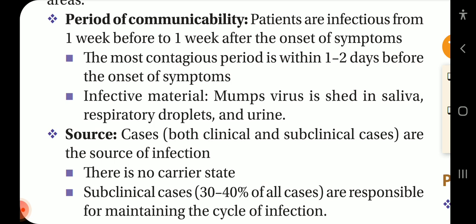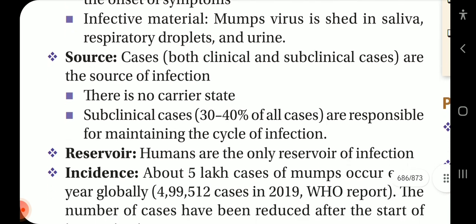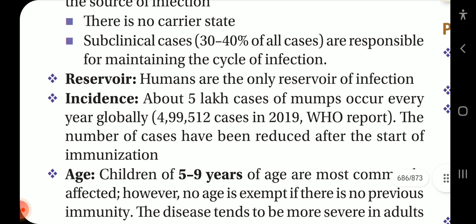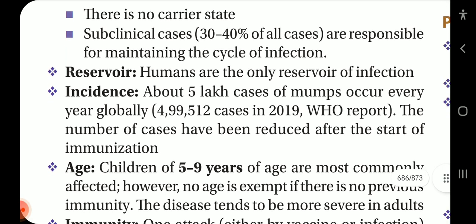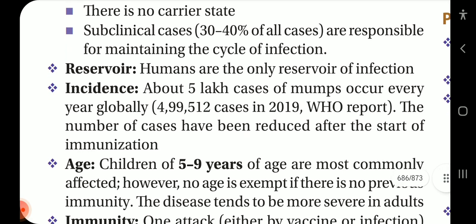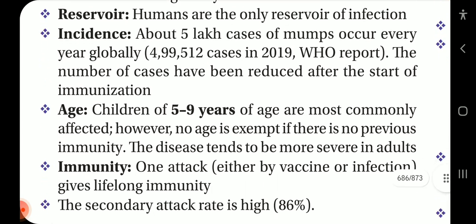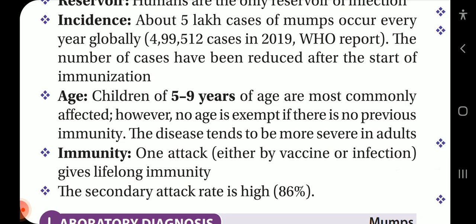Infective material. Mumps virus is shed in saliva, respiratory droplets and urine. Source. Cases, both clinical and subclinical cases, are the source of infection. There is no carrier state. Subclinical cases, 30 to 40% of all cases, are responsible for maintaining this cycle of infection. Reservoir. Humans are the only reservoir of infection. Incidence. About 5 lakh cases of mumps occur every year globally.